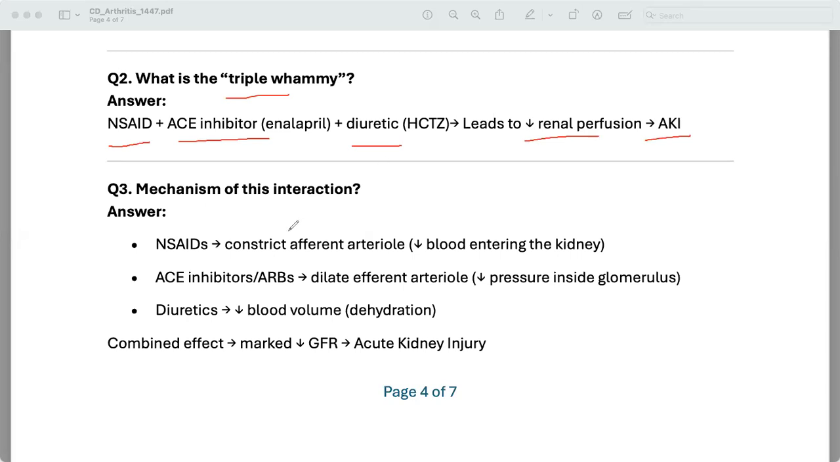How does it cause the triple whammy or acute kidney injury? The first drug, non-steroidal anti-inflammatory drug, constricts the afferent arteriole. So what will be the effect? It decreases the blood entering the kidney. Decreased blood entering the kidney decreases the urine output, because filtration will be affected.